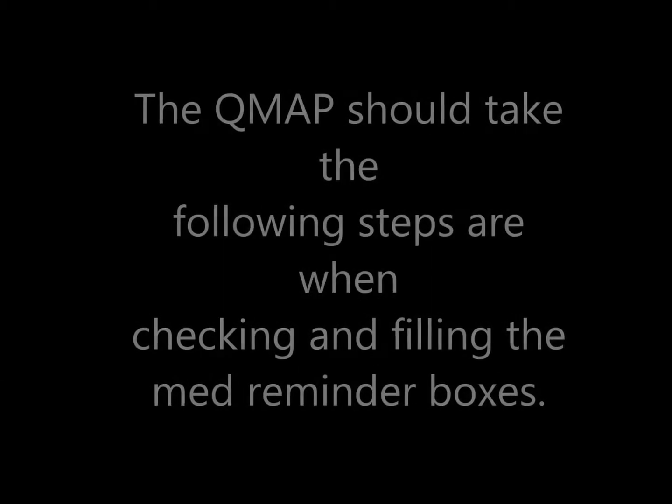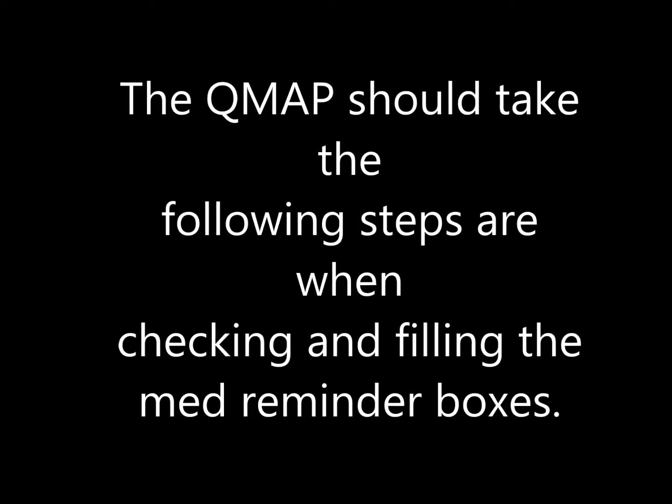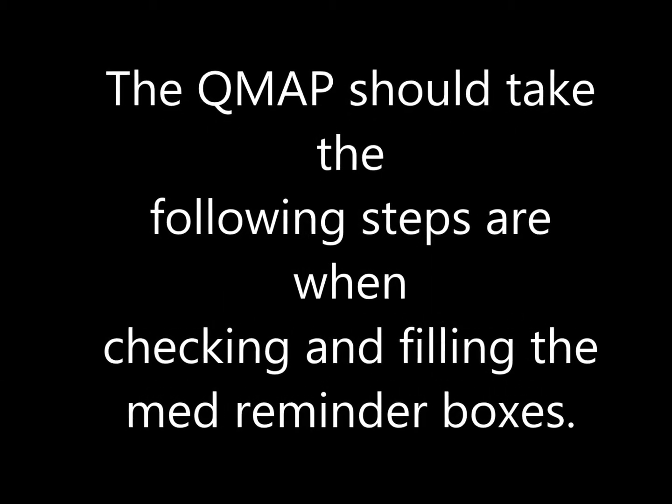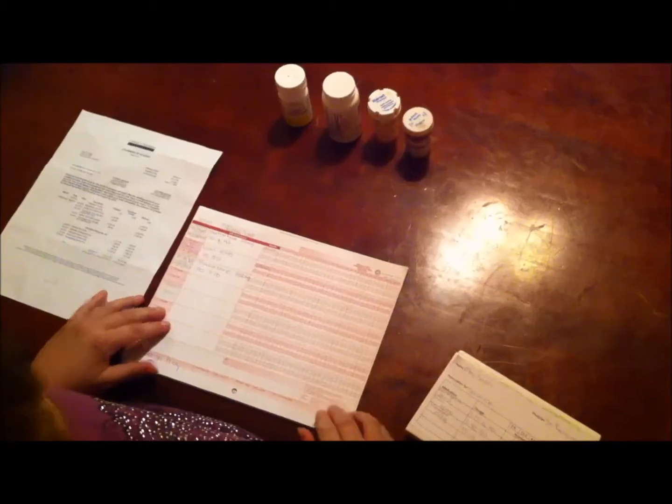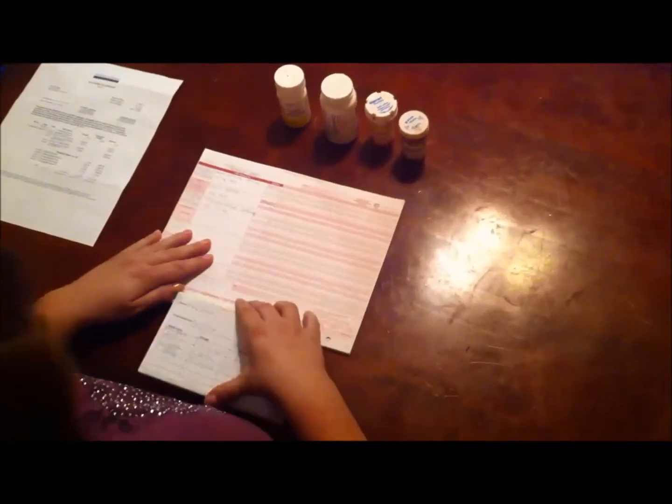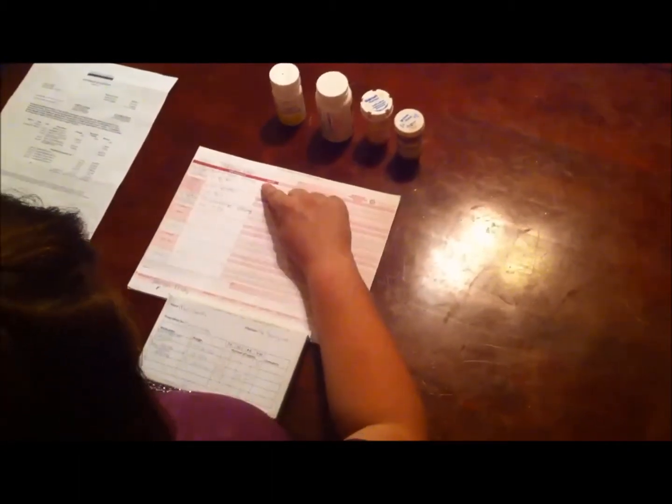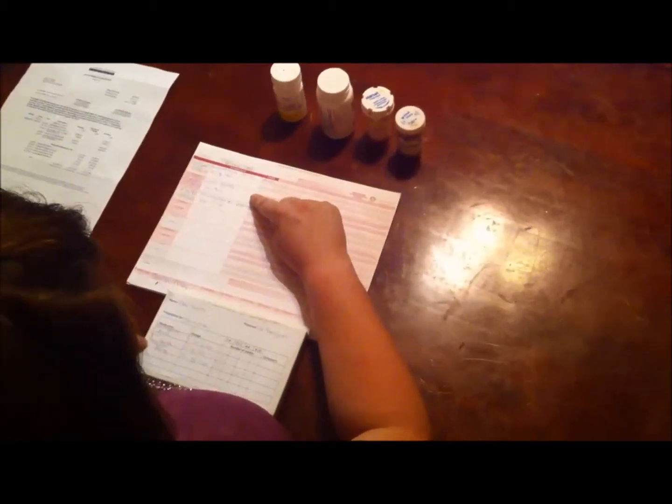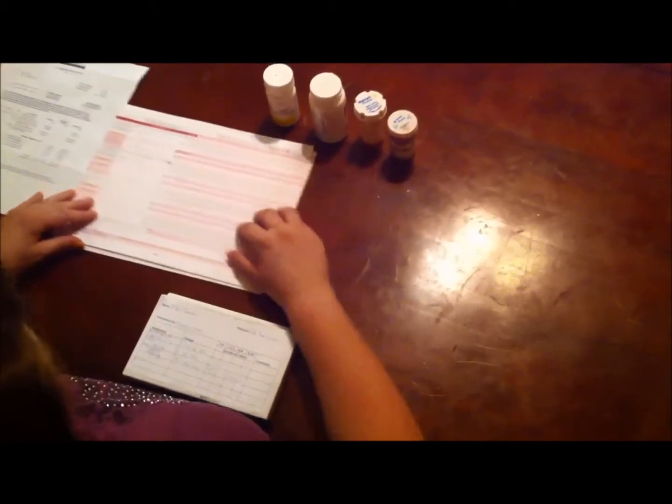The qualified medication administration person must take the following steps when checking the medication reminder boxes. First, compare the medication administration record to the physician's order. Then compare the medication administration record to the label on the medication reminder box. And finally, compare the medication reminder box to the label on the medication bottle.